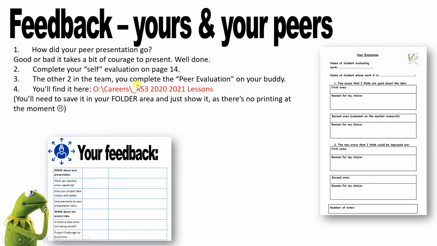You're going to complete your self-evaluation on page 14. That is as in right by Kermit down below. And your peers are going to complete the peer evaluation, which can be found in Student Out, as you can see written on the slide. Unfortunately, we're not printing right now, so you're going to have to fill it in for your buddy and then show them on your screen so they can see some feedback.